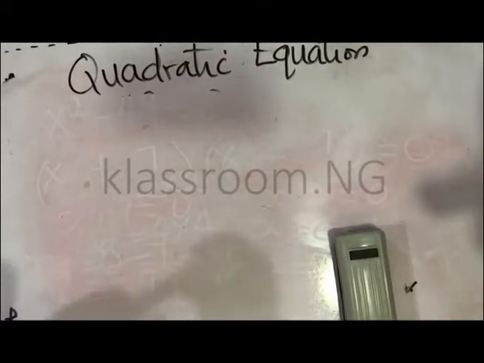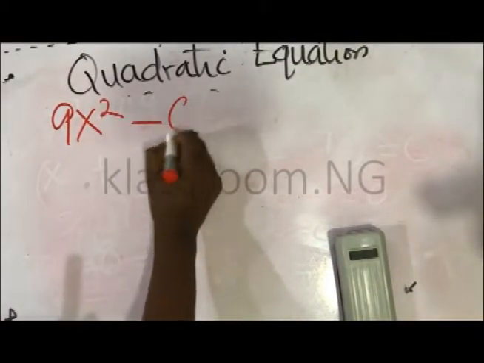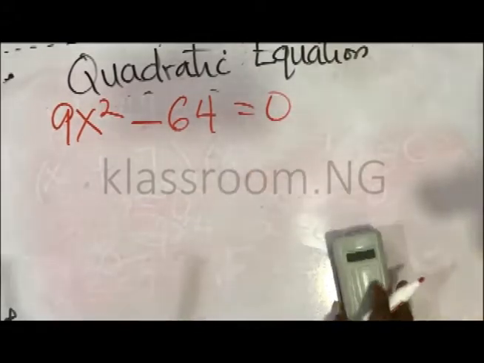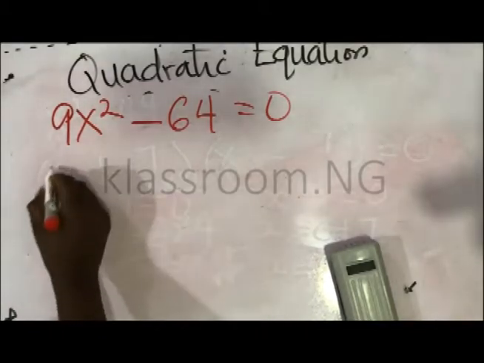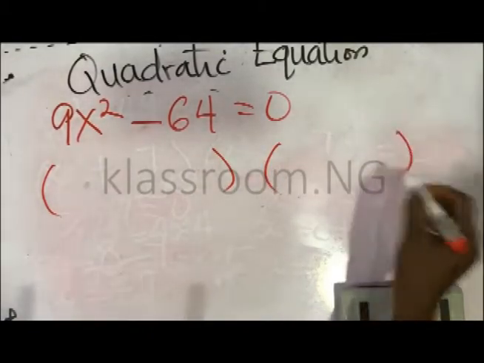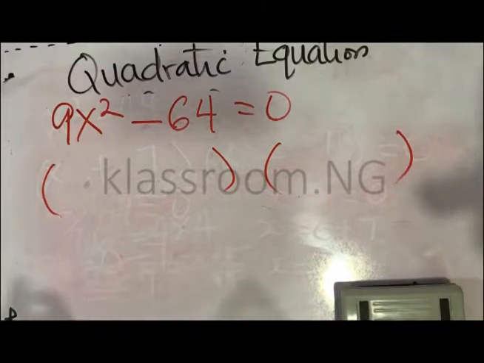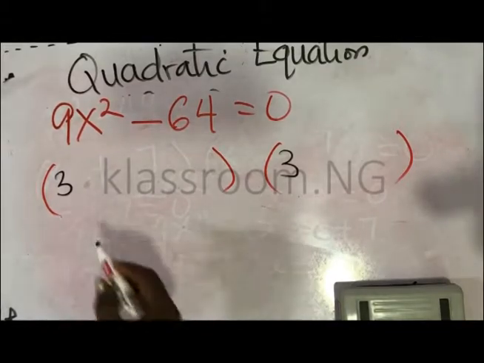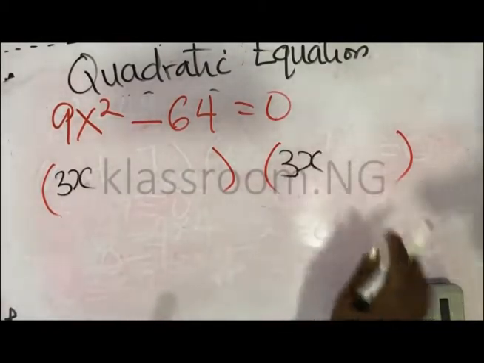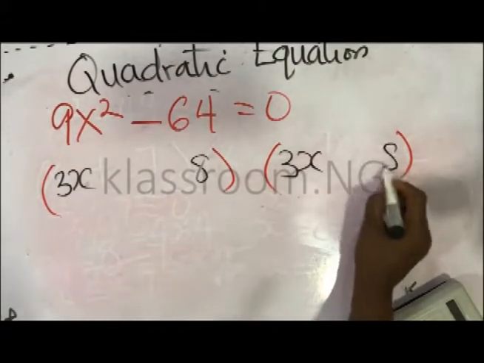So we have 9x raised to power 2 minus 64 equals 0. We're still applying the same perfect square to solve this. So we'll have a bracket. Now, 9 is a perfect square and 64 is a perfect square. What do we need to multiply to give us 9? We have 3 and we also have 3. We have the x squared, so we have x and we have x. Now to get 64, we have 8 and we also have 8.